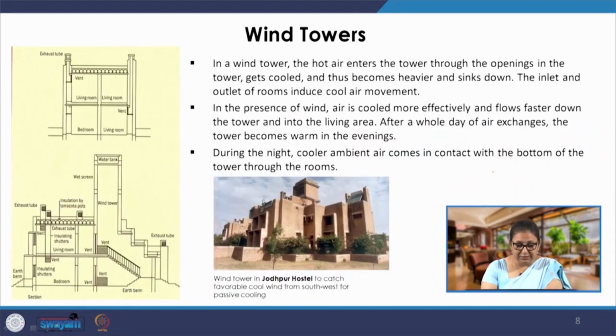Next we have wind towers. In wind towers, there are openings at the top, and we provide these openings in the direction of the wind. So, the wind is allowed to be caught by the wind tower. We know that the wind is going to come from this side, and it will enter into this wind tower and be allowed to settle down. And why will it settle down? Because this is hot air that is coming in.